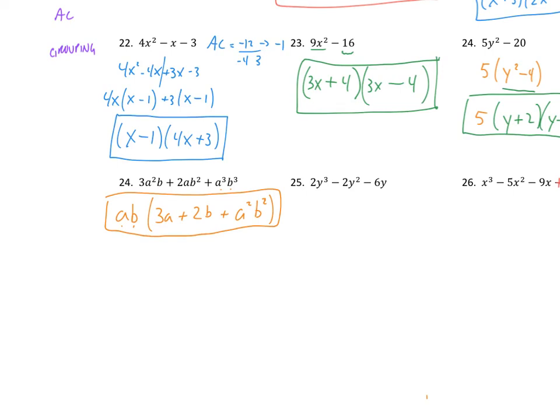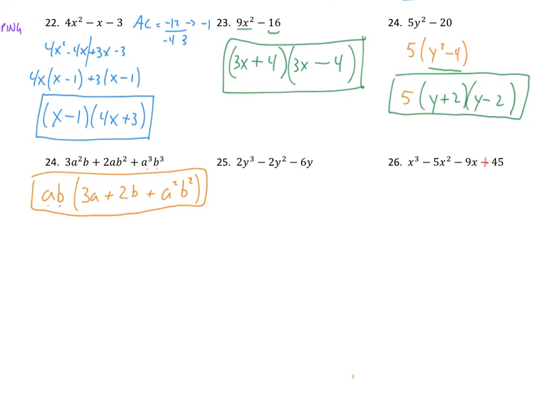So then to 25, we got 3 terms, but it looks like we definitely have something in common first. Noticing I see 2's in everything, I also see a y in everything, so first thing I'm going to do is take out a 2y and see what's left over. So that'll leave me with a y squared, and minus, so the 2's will cancel, and then one of those y's will cancel, leave me with 1 more y, and then 6 divided by 2 would be 3, so minus 3, and the y's will cancel. So I get 2y times y squared minus y minus 3.